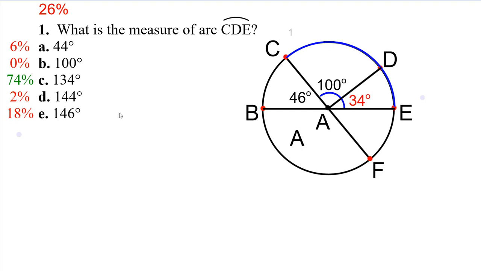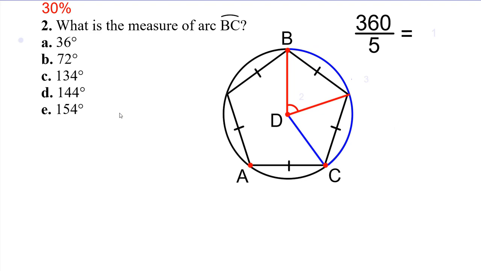Anyway, that's number 1. Number 2, what's the measurement of arc BC? Well, if we look here, we have a circumscribed pentagon. So the circle's going all the way around the pentagon. It fits snugly in there. It's also a regular pentagon because all 5 of the sides are congruent. That means the angles on the inside, the inscribed angles, are all going to be congruent.